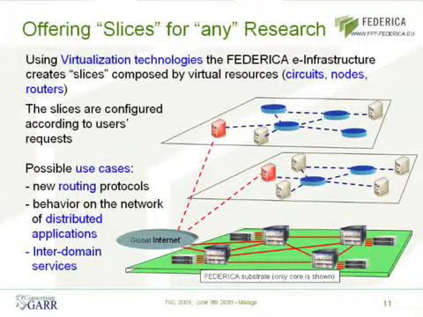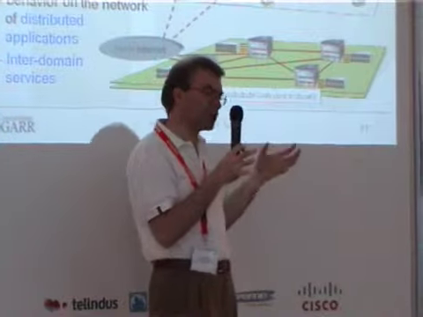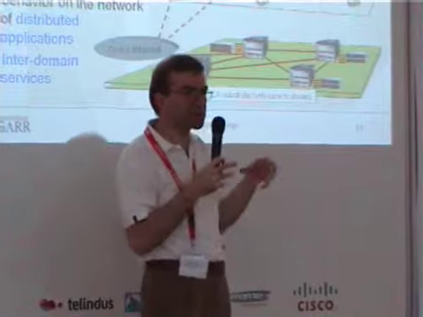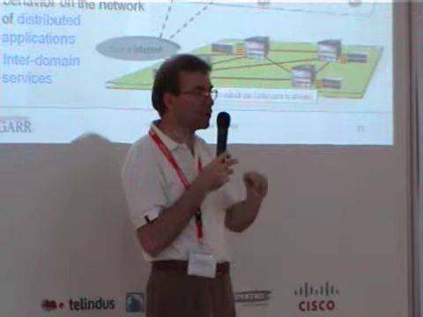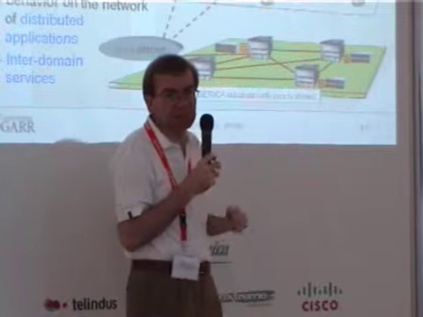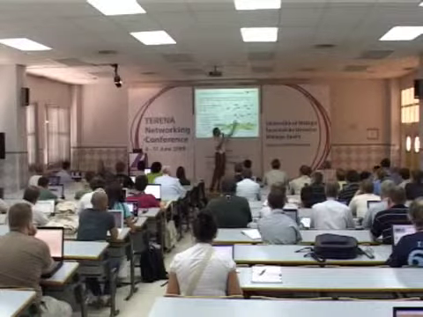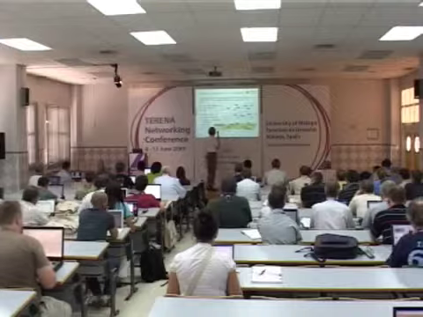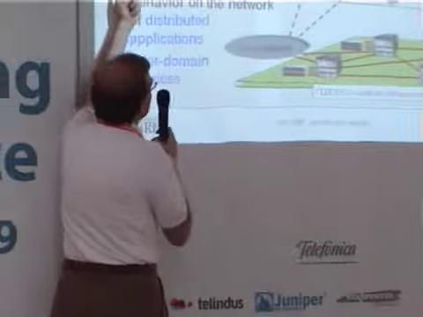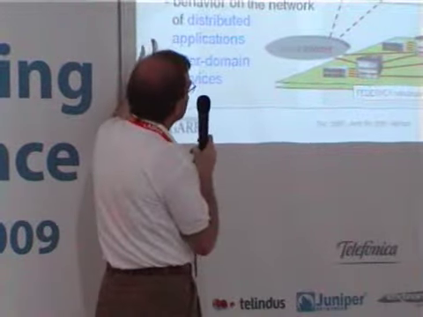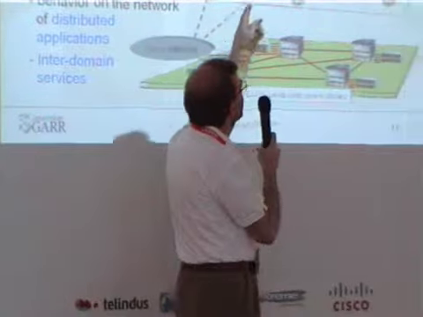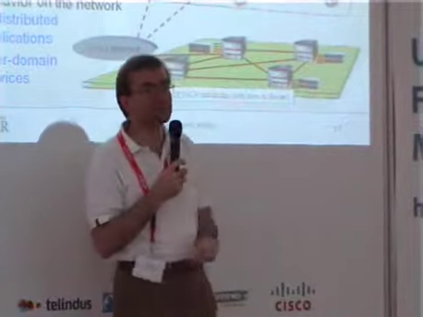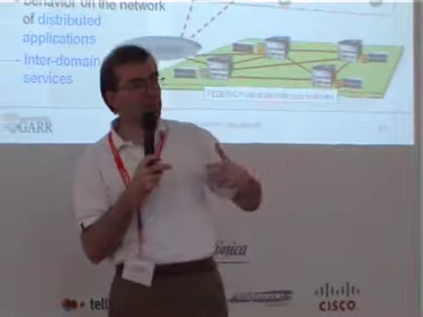Exactly like when you run two virtual machines on the same physical PC. Unless you force them to communicate, for example, looking at common disks, they ignore each other. They just share the same physical resources. New routing protocols, distributed applications, inter-domain services. Yes, because in principle, a user can even request two slices at the same time and then test inter-domain protocols.